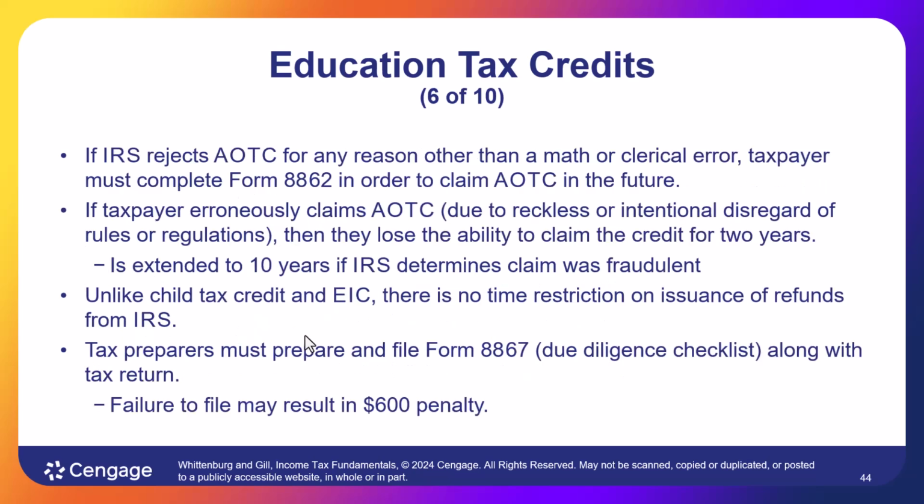If the IRS rejects the AOTC for any reason other than a math or clerical error, you must complete an 8862 in order to claim it in the future. If you erroneously claim AOTC recklessly, then you lose the ability to claim it for 2 years, or 10 years if they determine it was fraudulent. Unlike the child tax credit and earned income credit, there is no time restriction on the issuance of refunds, so you can file this when taxes come out. Taxpayers must prepare and file an 8867 due diligence form. And the failure to file a due diligence form results in a $600 penalty to the tax preparer.